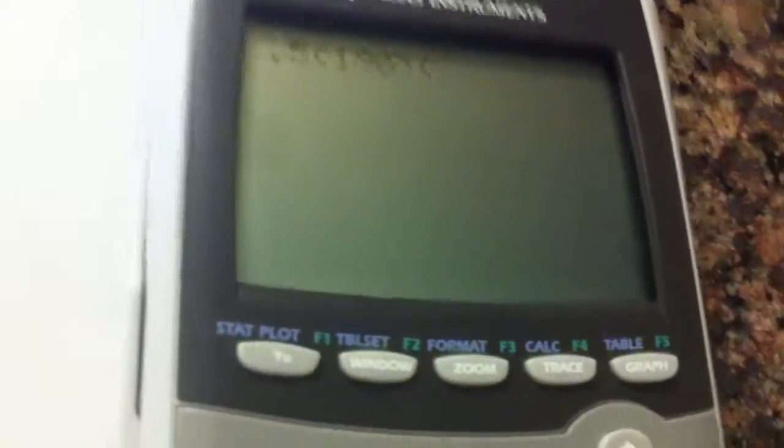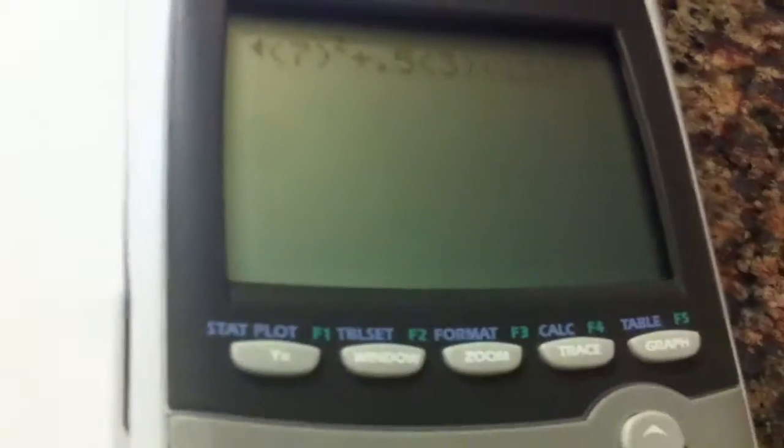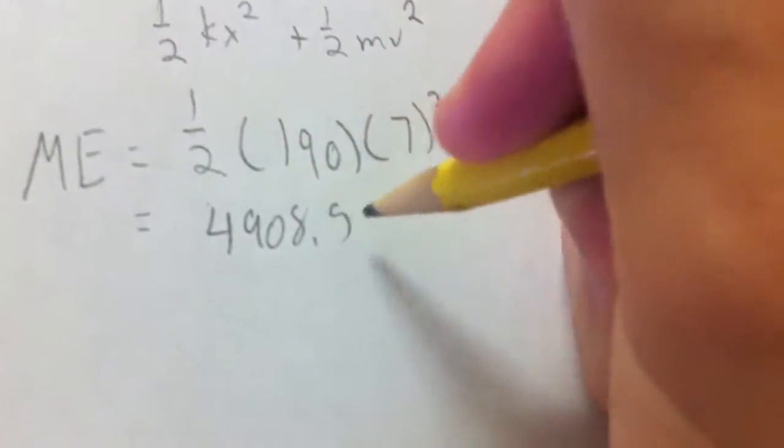So we get 0.5 times 190 times 7 squared plus 0.5 times 3 times 13 squared. Okay, and that's our value: 4,908.5 joules, because that is energy. So there we have it. Let's try out another problem.